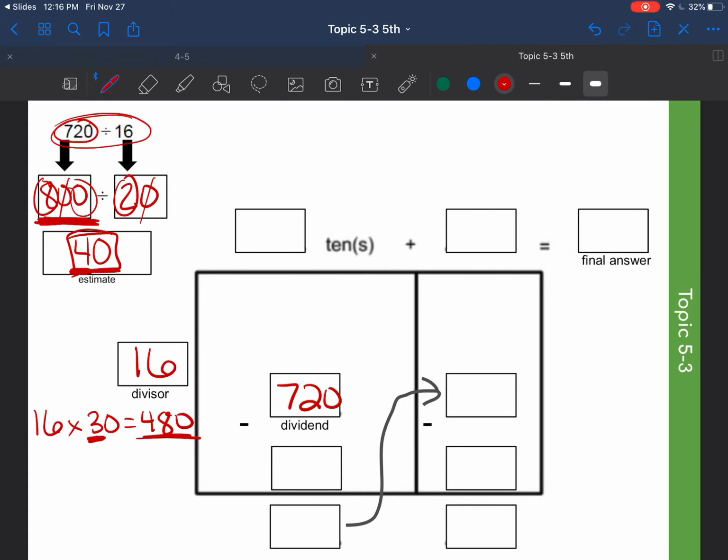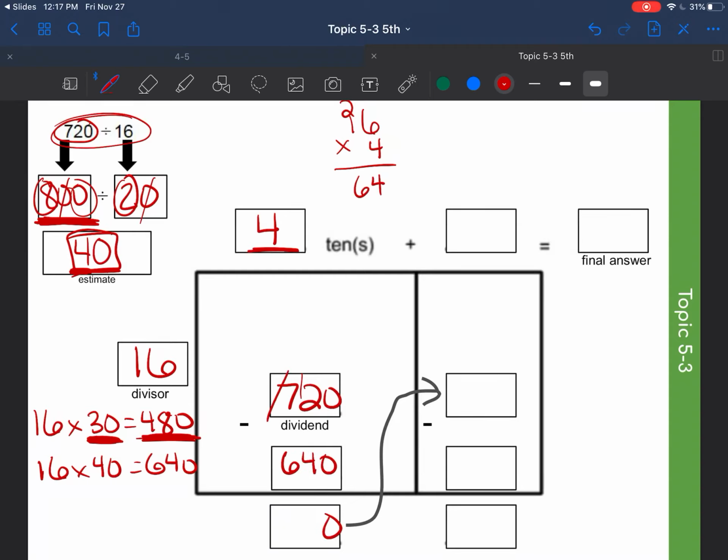So 16 times 3 tens, which is 30, gives me 480. So if I try 16 times 4, maybe I can get a little bit closer to 720. Okay. Oh, that gives me 64. So 16 times 4 tens, which is 40, is 640. So that's a little bit closer. I subtract. Okay. 12 minus 4 is 8, and then this is a 6, so 6 minus 6 is 0, so it's 80.